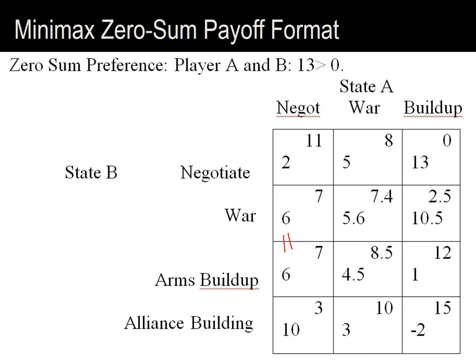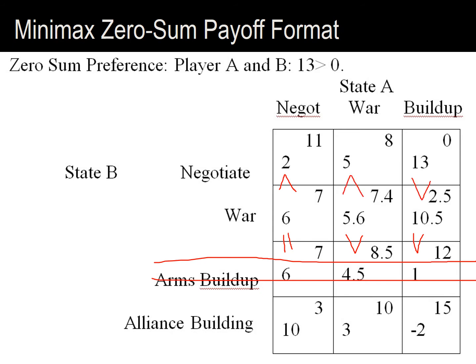We're going to notice that between war and arms buildup for state B, 6 and 6 are equivalent, but 5.6 is better than 4.5, and 10.5 is better than 1, which means that arms buildups are dominated and will never, ever be used. Even the cells that state A has going through this will never be used, so they're sort of discounted. We can compare negotiate for state B versus war. Well, 6 is better than 2, and 5.6 is better than 5, but 10.5 is better than 13, so that doesn't work. And we can see here that between war and alliance buildup, 10 is better than 6, but 5.6 is better than 3, so no dominated strategies there.